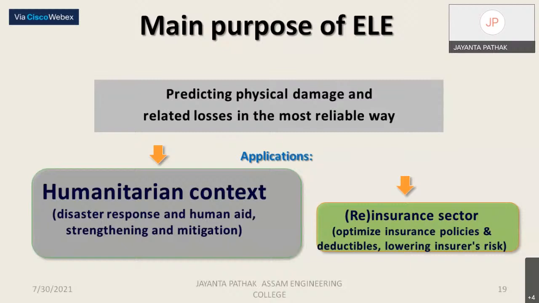When we talk about ELE, we do it for two aspects. One is the humanitarian context, which is disaster risk management. There is also the insurance sector, where insurance companies would like to see what the vulnerability is, because like in case of life insurance, they do the medical test. So in case of insuring a building, they like to do some testing or say that this particular set of buildings are all right to insure, and the premium on insurance would go up and down depending on the health of the building. So that part we are not handling here. That's a commercial part. We are basically interested to work on the humanitarian context, where disaster response, human aid, strengthening and mitigation is the prime objective of designing this ELE.